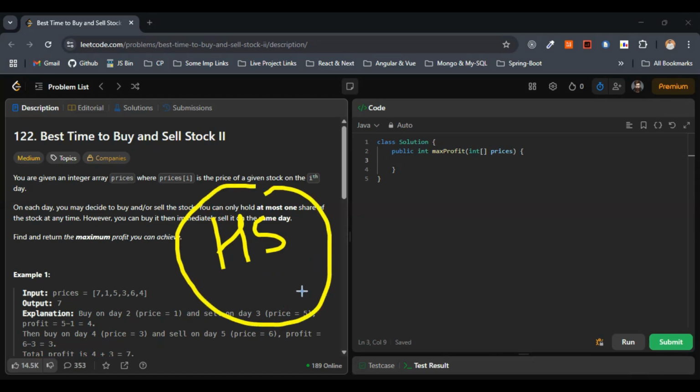And what would be the time complexity and the space complexity? So the time complexity would be big O of n. Quite obviously, we are making use of the hash set. That is one thing. But we'll be going with a single pass through the prices array.